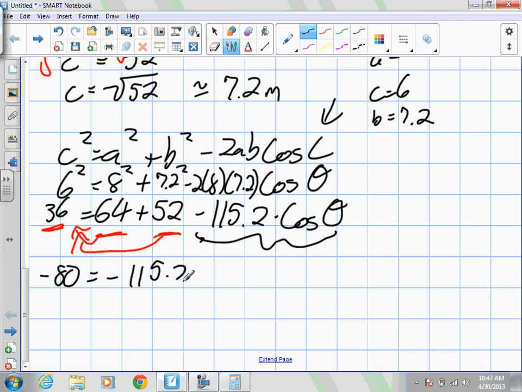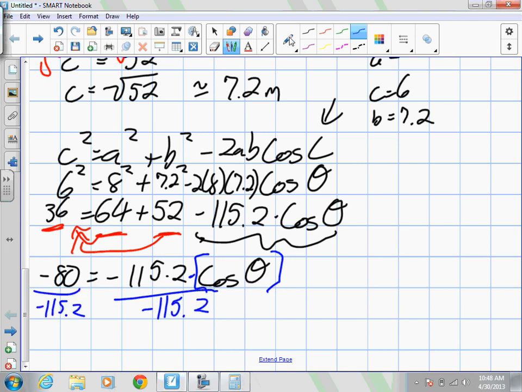Okay. Now, again, this is where some people make errors. Remember that this is multiplied by. So in order to isolate our cos theta, that's right, we're going to have to divide both sides by negative 115.2. Okay. What does that become on the left side? 0.69. Perfect. And then we get is equal to cos theta.